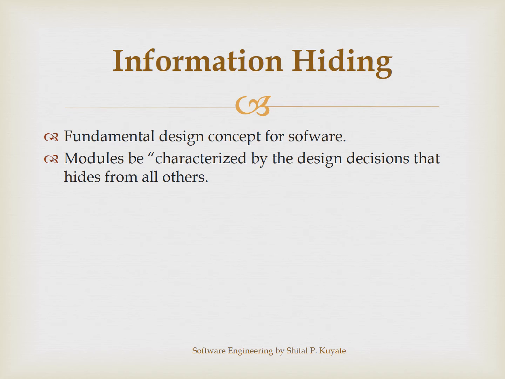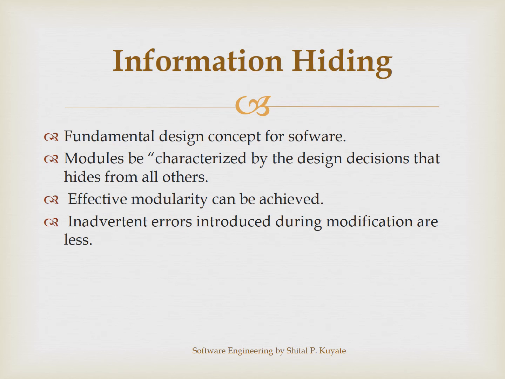So modules are characterized by the design decisions that hide from all others. Hiding implies that effective modularity can be achieved by defining a set of independent modules that communicate with one another only with the information that is necessary to achieve the software functions, because most data and procedures are hidden from other parts of software. Inadvertent errors introduced during modification are less likely to propagate to other locations within the software.